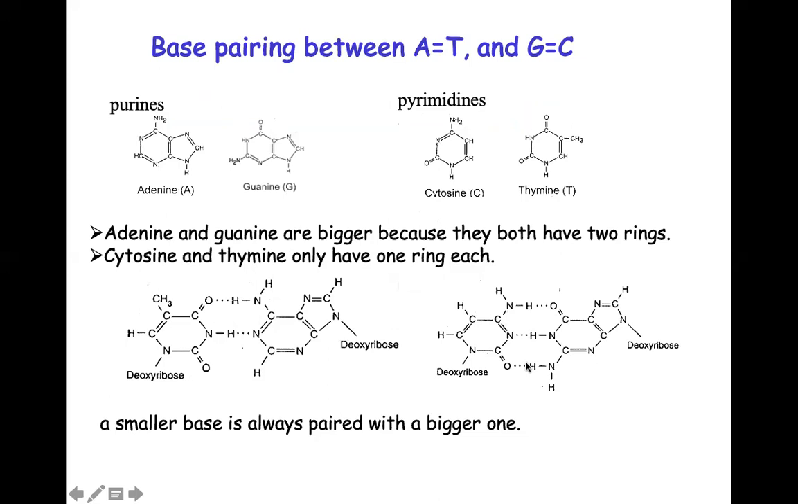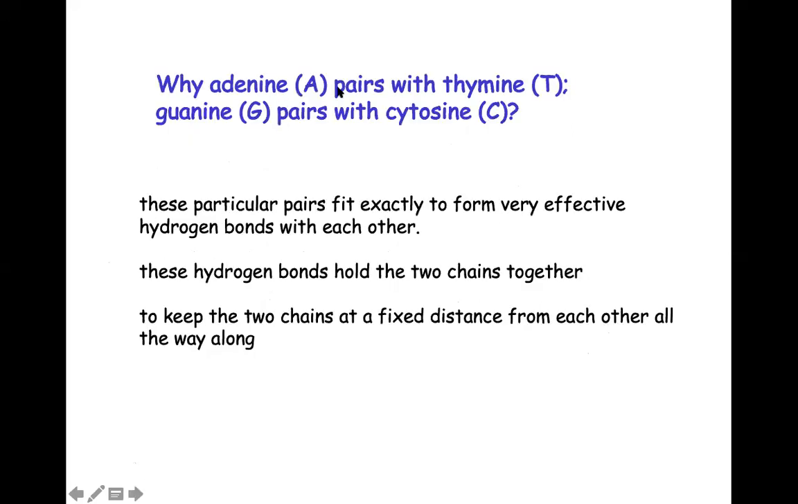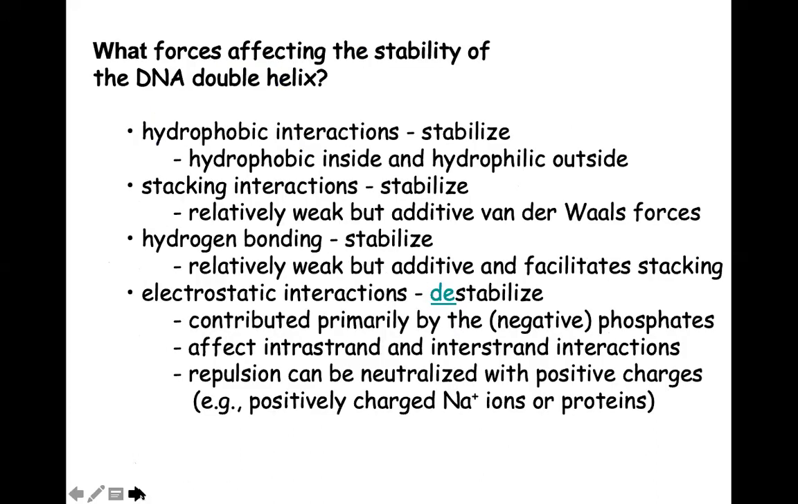Here there are three hydrogen bonds, and that is the unpaired electron bonding here. So it is very important, and this is why adenine binds to thymine and guanine binds to cytosine. These are the reasons. And what forces affect the stability of the DNA double helical structure? The DNA double helical structure is a stable structure, not unstable.